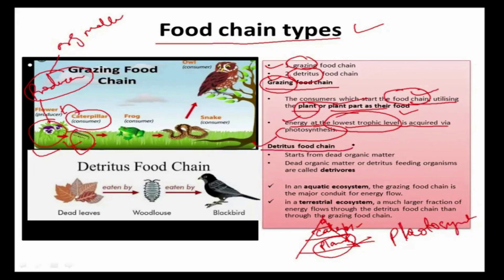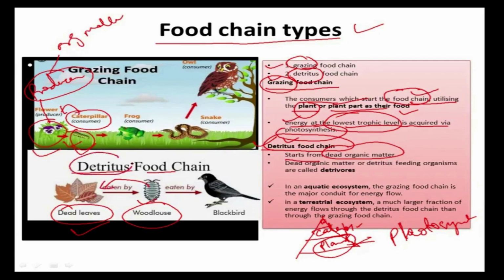The next food chain is the detritus food chain, which starts from dead organic matter. This is an example of a detritus food chain. It is a dead leaf, and this dead leaf is eaten by this wood louse. It is an insect, and this insect, which is the primary consumer, is eating dead material. That's why it is called the detritus food chain. Again, this wood louse can be eaten by this blackbird. Detritus food chain starts from dead organic matter, and dead organic matter or detritus feeding organisms are called detritivores. So this wood louse is a detritivore.